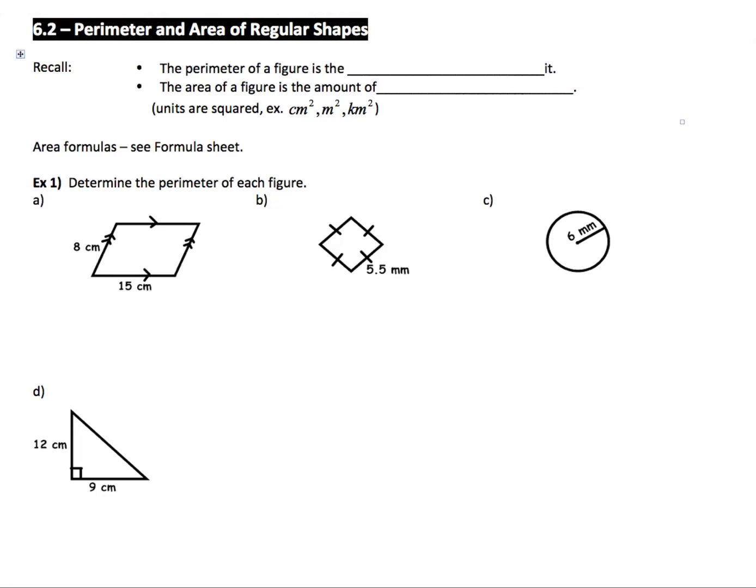Okay. Perimeter of a figure is the distance around it. So distance around it. The area of a figure is the amount of space it covers.